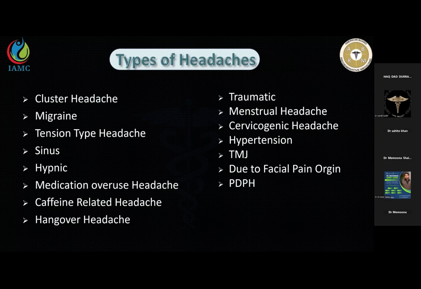Like if you see a cluster headache, the patient will present with a unilateral headache, complaining that I have a pain behind my eye, or there is lacrimation from the eye. Migraine, you all know, is also a unilateral headache associated with nausea, vomiting. Tension type headache, the patient will feel that I have a tight band around my head. Sinus, the patient will complain that I have a pain around the nose bridge, or under the eye.